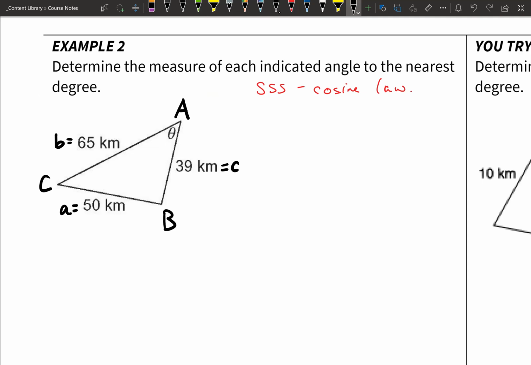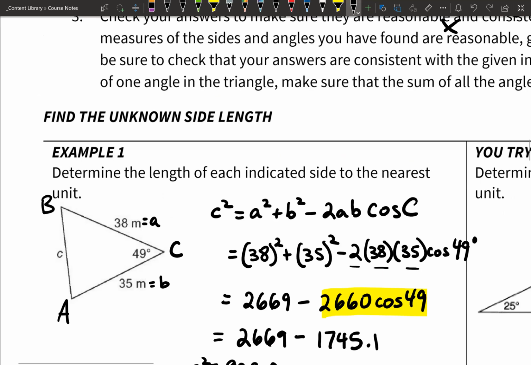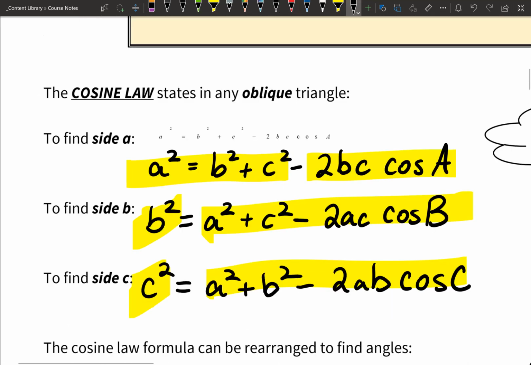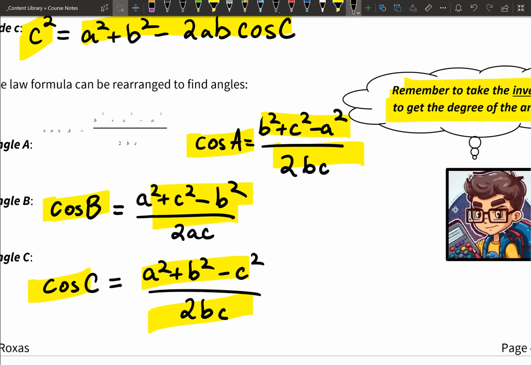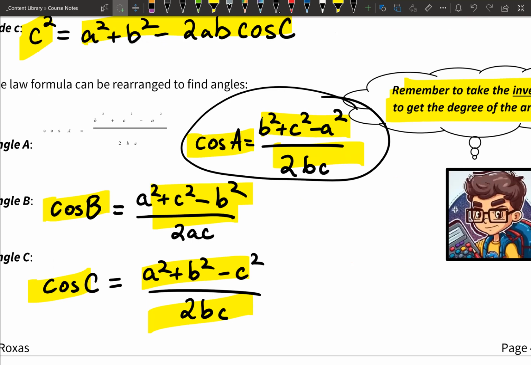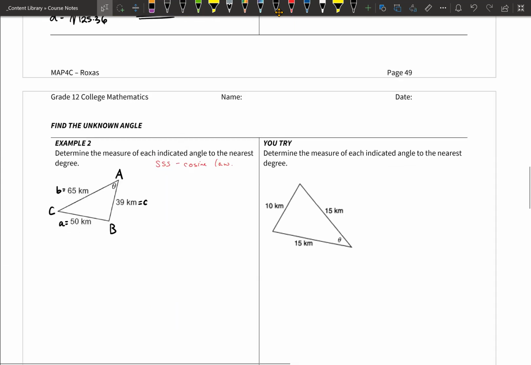Okay, so if I'm finding angle A, we can go back to our formulas, right? And we see here we have a formula for angle A, right? Cosine of A equals b squared plus c squared minus a squared over 2bc, right? I can take that formula, and let's bring that down here into our page.